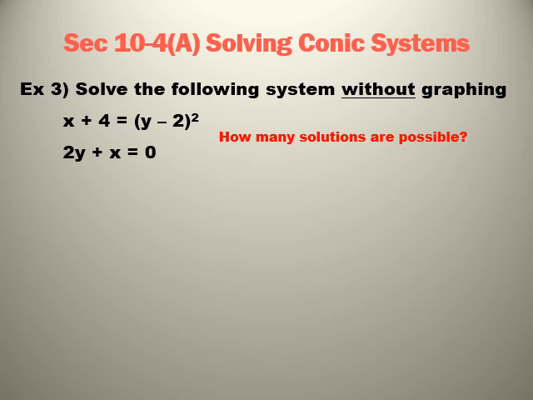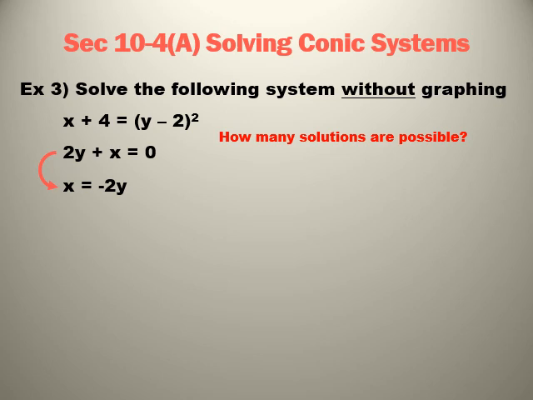Okay, so let's look at example 3. How many solutions are there? The first one is a sideways parabola, the second one is a line, so we will solve this. We will potentially get 2 solutions. You may not get 2, you might get none, 1, or 2.